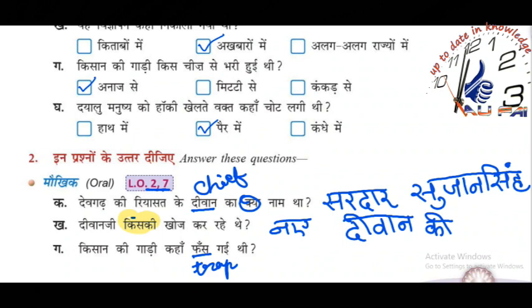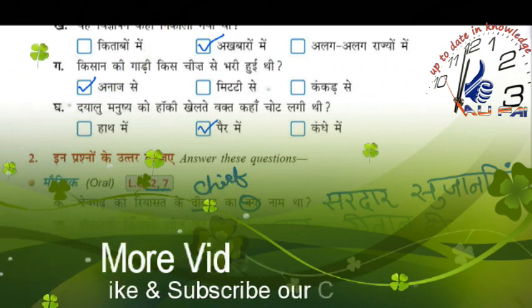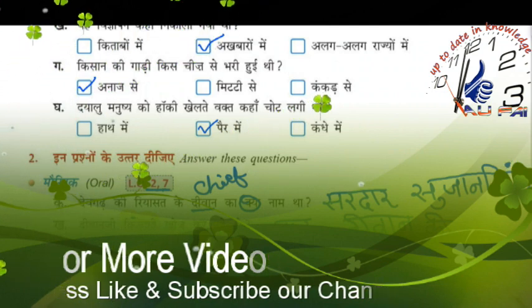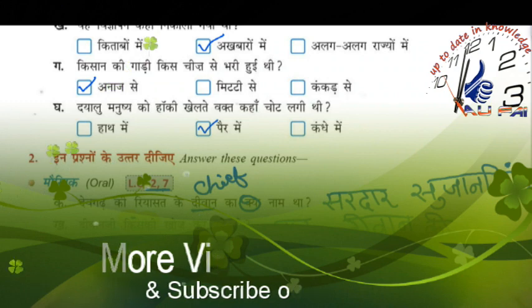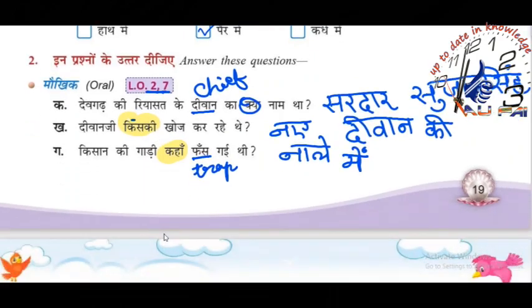So, kisan ki gadi. The question word is kahan, so where? In the pond we want to write it. In the pond, we say me. So write nale me. Nale me is the right answer. So instead of this kahan, you write nale me. Nale means a canal or a pond or ditch. Here I take the meaning of pond.